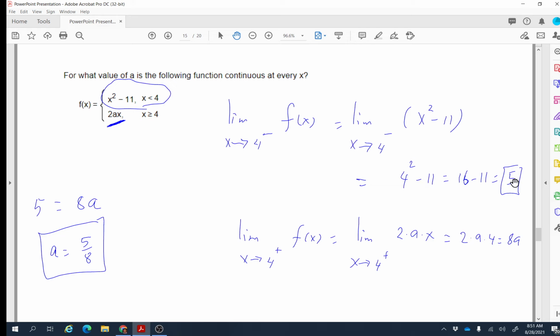So when a is 5 over 8, I'm just trying to plug the value of the function here. When x is 4, 8a, so that is 5. Yes, that's right. So for a equal 5 over 8, this function becomes x squared minus 11 on the left side of 4, and 2 times a, which is 2 times 5 over 8, which is 5 over 4 times x when x is greater than or equal to 4. So this function is continuous everywhere.